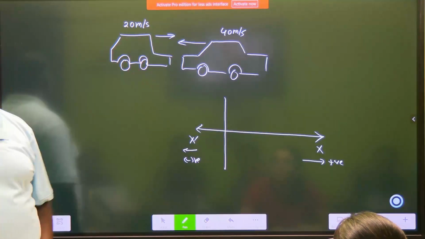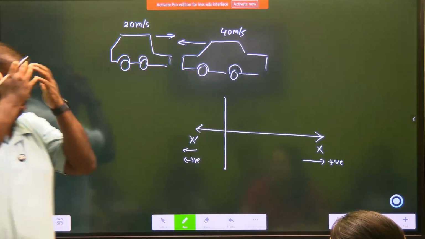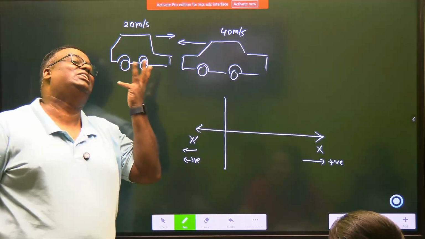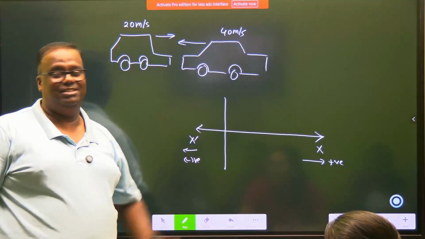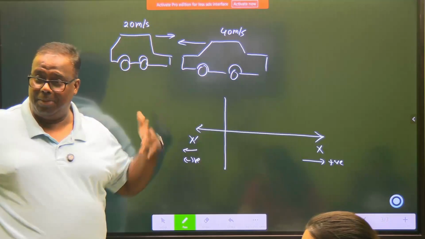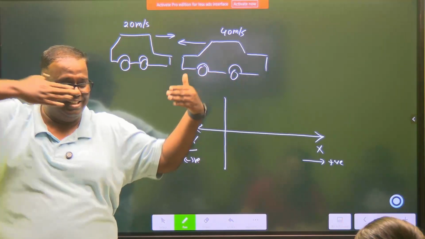Which direction is this car going? Don't look at me, look at this. Don't say straight. Direction. Okay. Which direction? Which direction is this car going? Do you watch the Ramayana? There they show a battle of arrows. So just tell me, which direction is this car going?